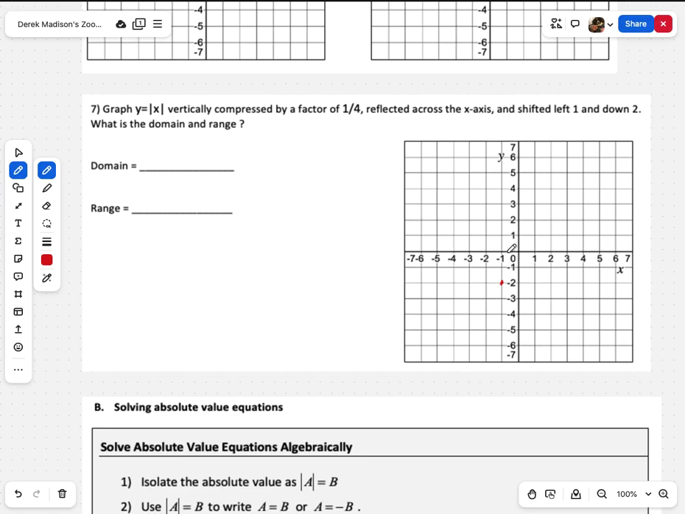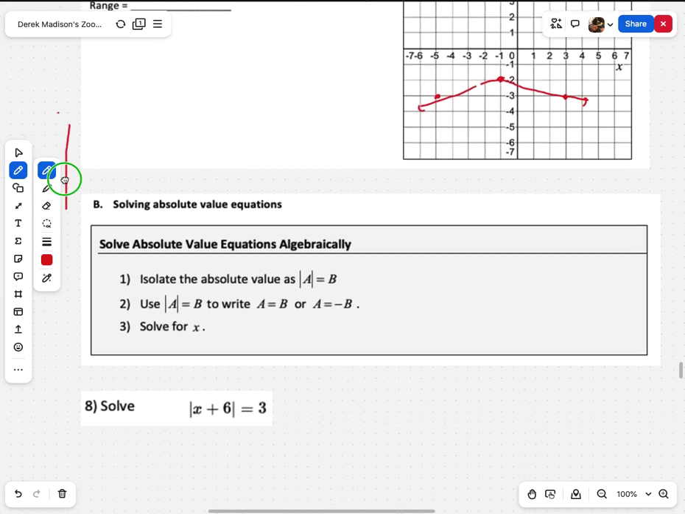And then I'm supposed to reflect across the x-axis, so that means it's going to open down. And that 1/4, we can think of it as rise over run. So we're going to run 4 and then rise 1, and in this case negative 1 because of the reflection. And so this should look something like that, but again, easier to draw on the computer or not using a tablet.